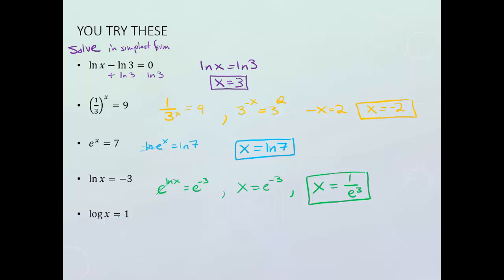And lastly, we raise this to the 10th power, because that's log base 10. So we do 10 to the log base 10 of x equals 10 to the 1st. So these cancel each other out. I had this as negative 1 on the other one. And we end up getting x equals 10. Alright?